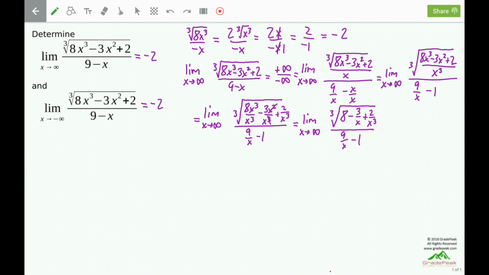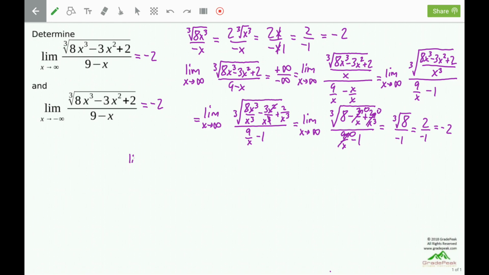All terms that are a constant divided by x to a positive power will go to 0 as x approaches positive infinity. The result will be the cubed root of 8 divided by negative 1. The cubed root of 8 is 2, divided by negative 1. Positive over negative is negative. 2 over 1 is 2.